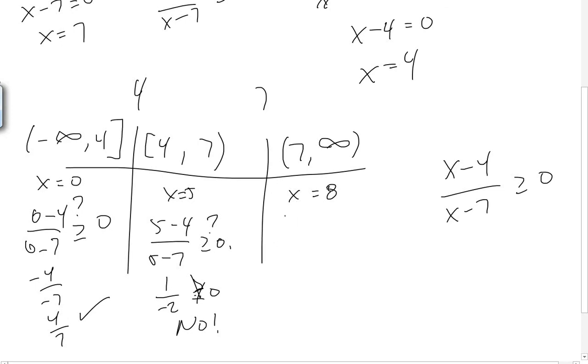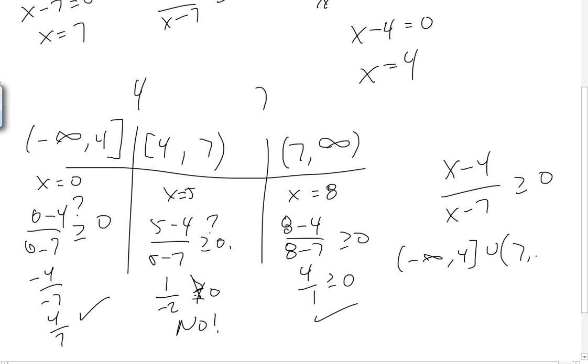But then trying 8, 8 minus 4 over 8 minus 7, that's greater than or equal to 0 because 4 over 1 is greater than 0. So the answer then is from negative infinity to 4 with a bracket at 4, unioned with 7 to infinity. If you ever get confused about brackets versus parentheses, just go back to the problem. Because there's greater than or equal to, you should be thinking brackets everywhere. But you can never put brackets on infinity, right?